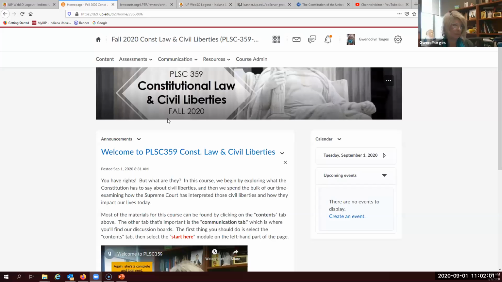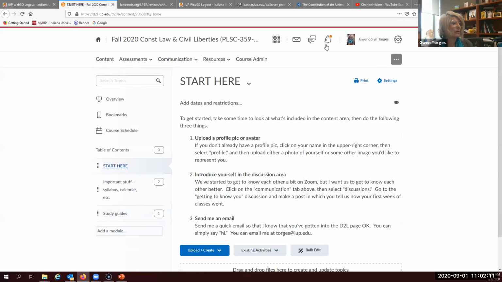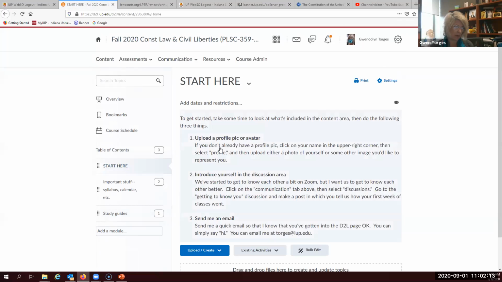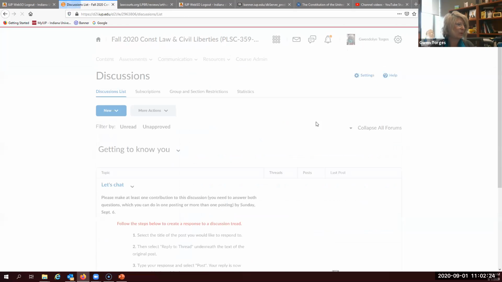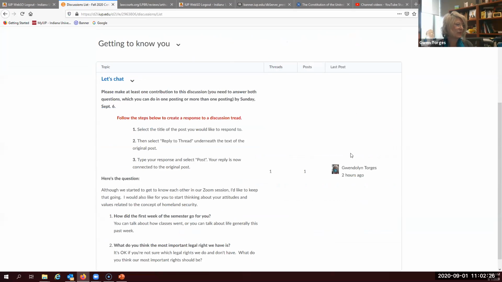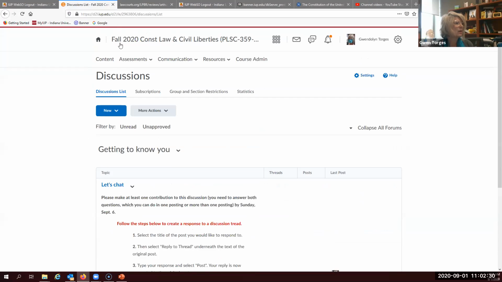The tabs that you'll use the most are the content tab. I've got a start here tab where there are 3 things that I'd like you to do just to familiarize yourself with the course and get started. And then the other tab that you'll be using is the communication tab, where you can find discussions. And we've got a discussion started here.